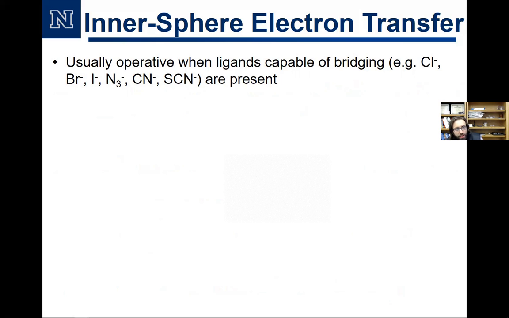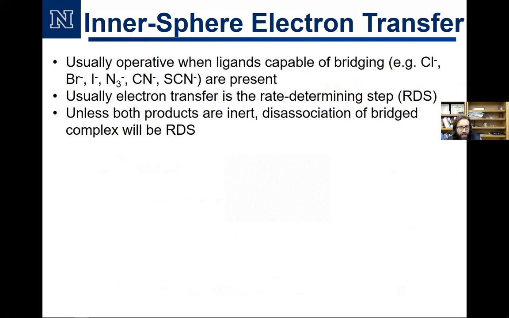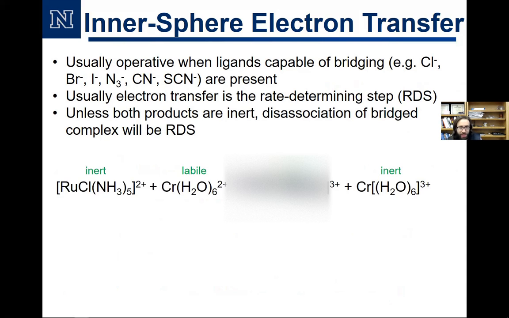So like I said, you need a ligand where you usually have multiple lone pairs that you can use for this bridging setup. So these are things like the halogens, azide, thiocyanate, and cyanide also can bridge. Usually in these cases, electron transfer is the RDS. But if both products are inert, dissociation of the bridged complex will be the RDS.